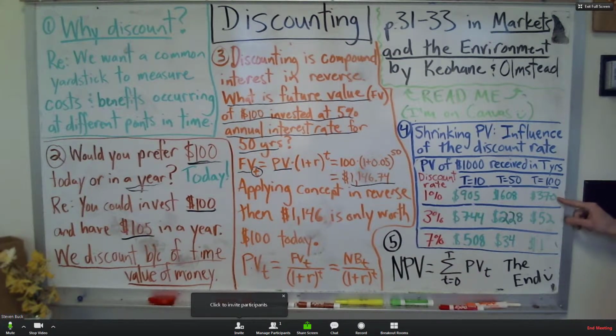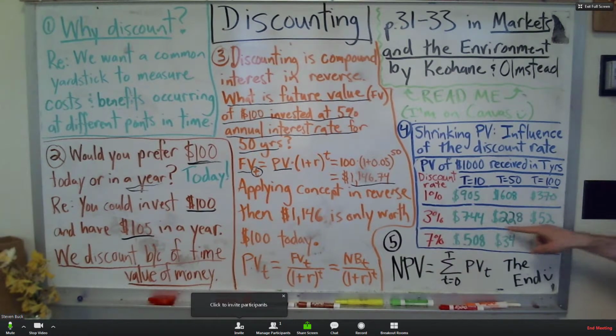Finally, if we receive that $1,000 in 100 years, applying the 1% discount rate, that $1,000 received in 100 years is only worth $370 today.